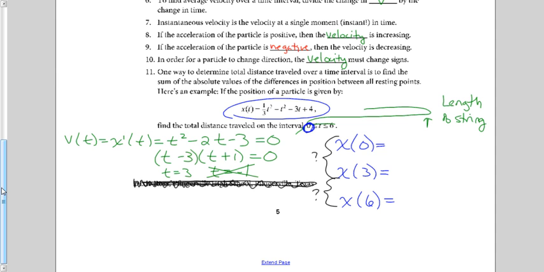So first let's find x sub 0, and x at 0 is just 4. X at 3, I'm going to have to do some calculation here. It's going to be 9 minus 9 minus 9 plus 4, which is negative 5. So I can stop right now. How far did the particle travel between time 0 and time 3? Well, it started at position 4 and it moved to position negative 5. So I know that the distance the object traveled was 9 units. I don't believe I have units. Okay, so 9 units.